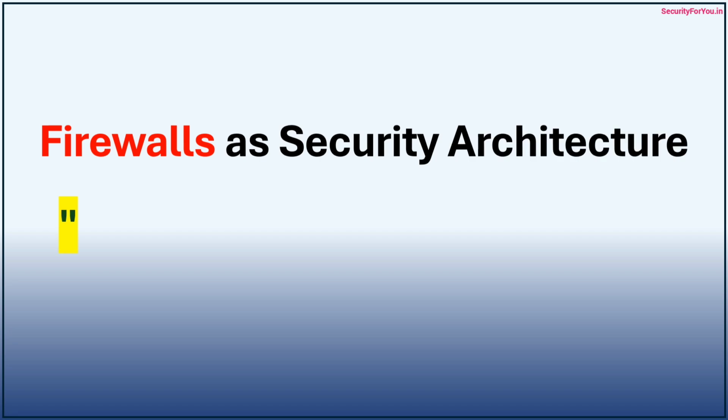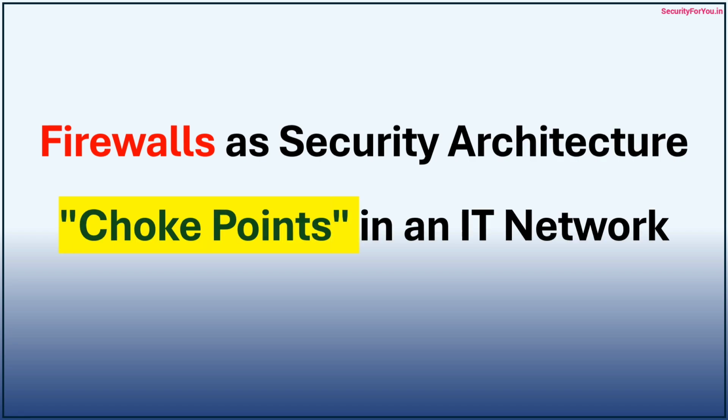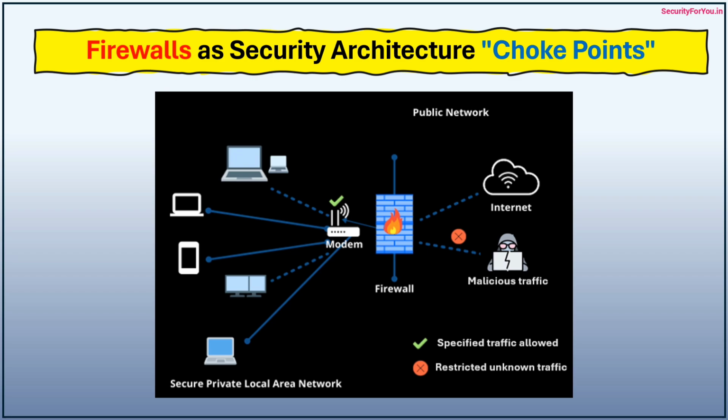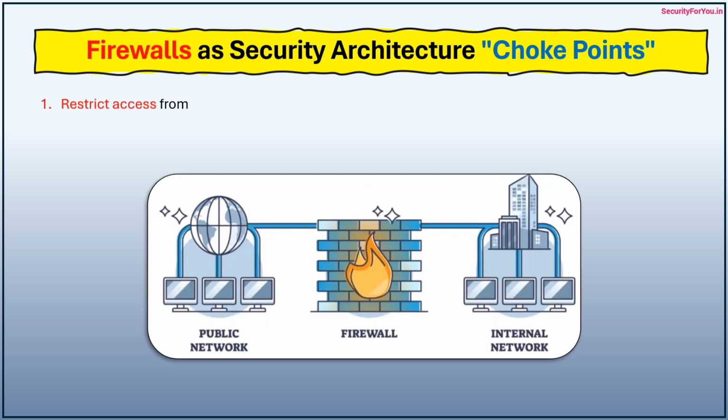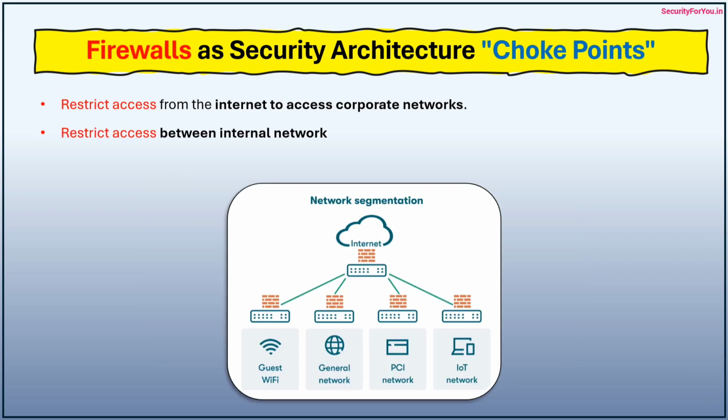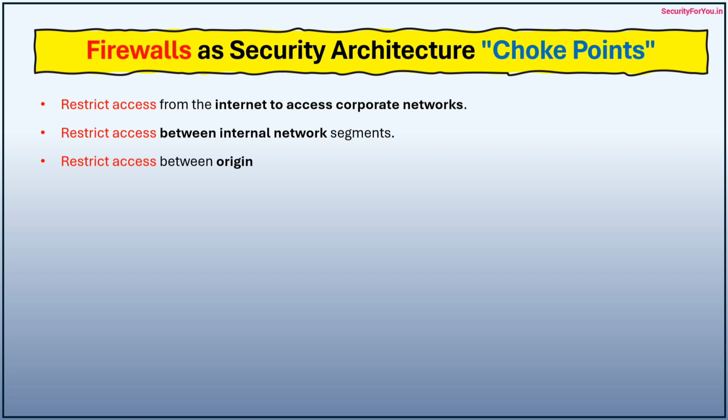Firewalls act as security architecture choke points in an IT network. All communication must pass through the firewall for inspection and restriction. Firewalls are used to restrict access from the internet to corporate networks, restrict access between internal network segments, and restrict access based on origin and destination.